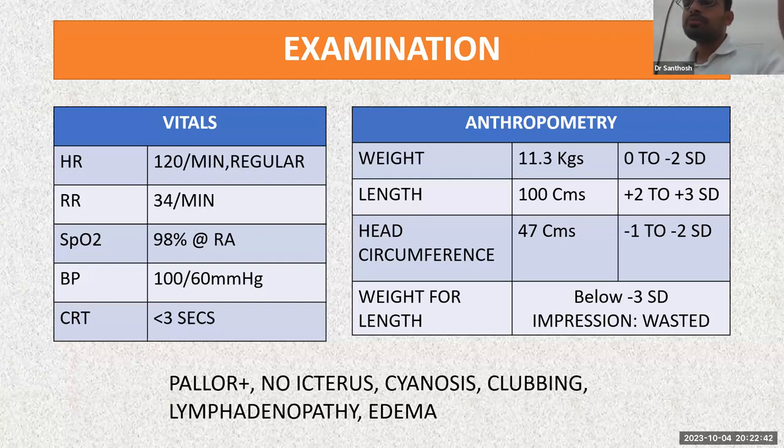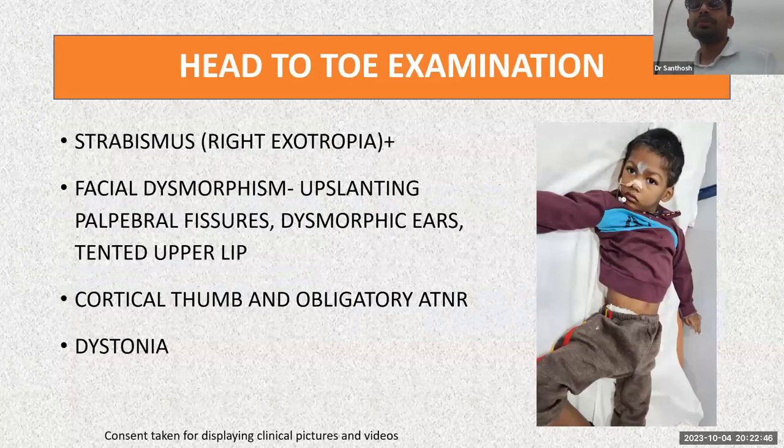There was mild pallor with no icterus, clubbing, lymphadenopathy or edema noted. On head-to-toe examination, there was strabismus with mild right exotropia, with facial dysmorphism in the form of upslanting palpebral fissures, dysmorphic ears, as well as tented upper lip. The cortical thumb with obligatory ATNR was also noted, with dystonia.